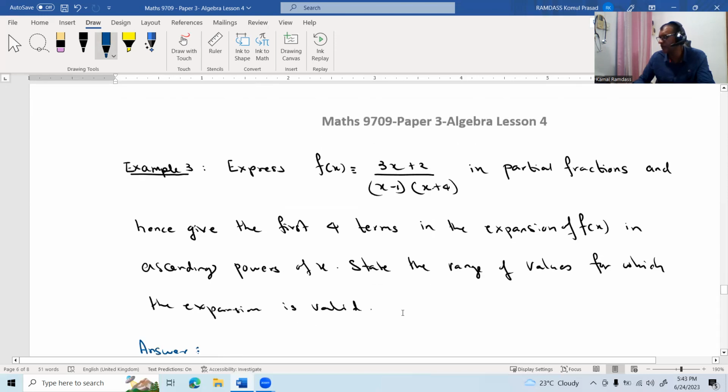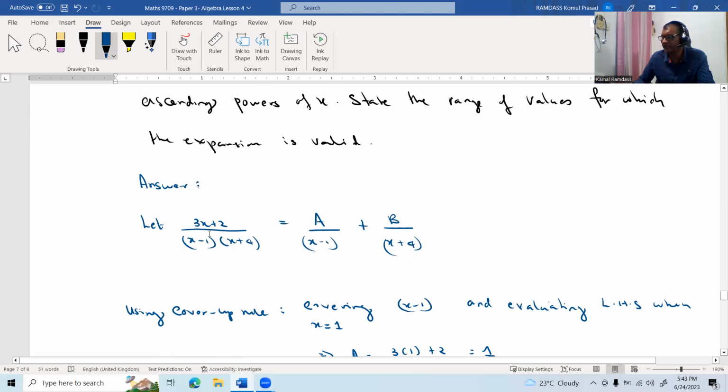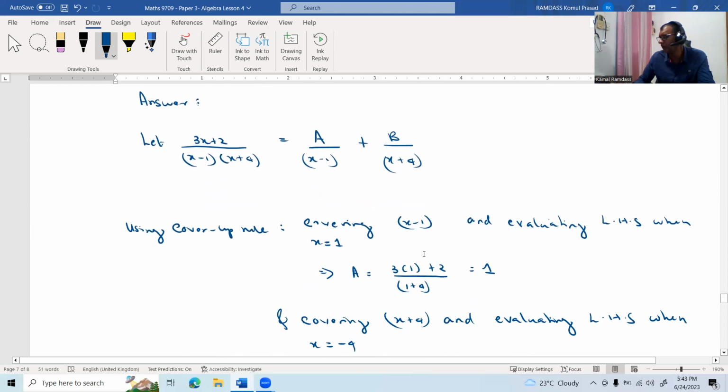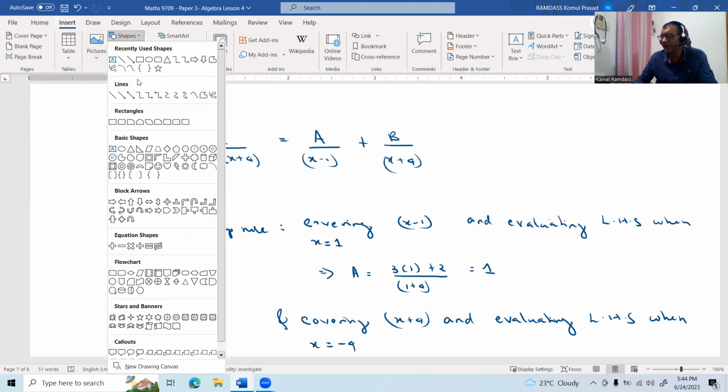It states the range of values for which the expansion is valid. Bon, nous disons let (3x + 2) over (x - 1)(x + 4) is equal to a over (x - 1) plus b over (x + 4). Et je te rappelle que nous faire the cover-up rule. Cover-up rule, c'est tout simplement pour gagner a et b.